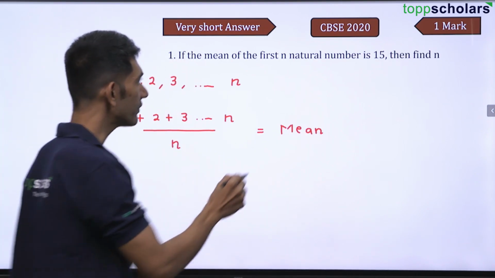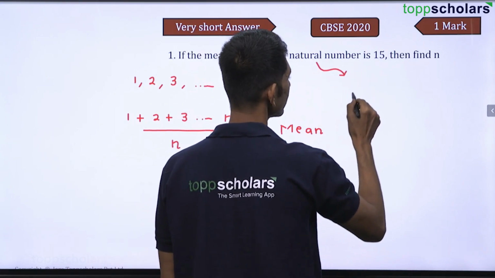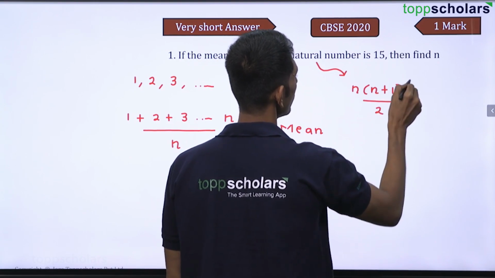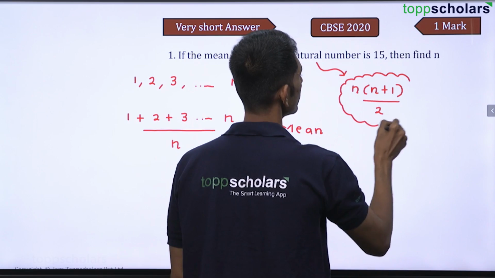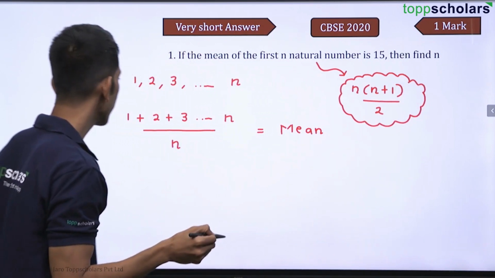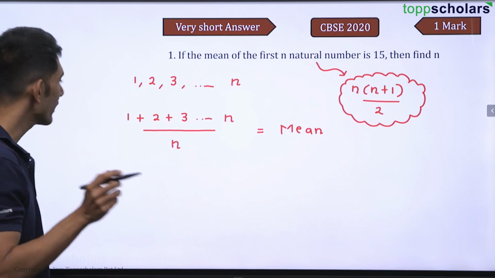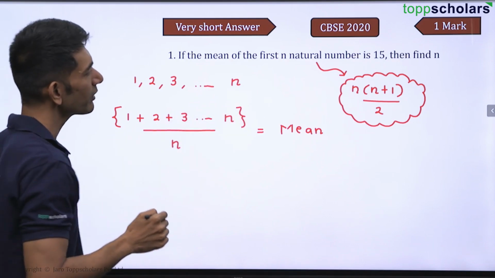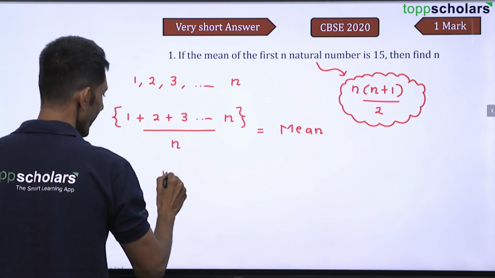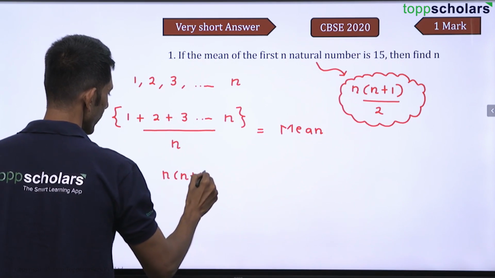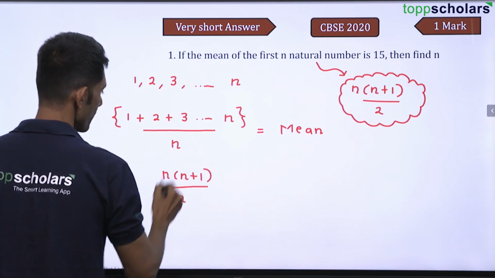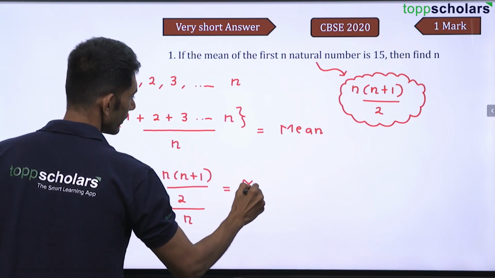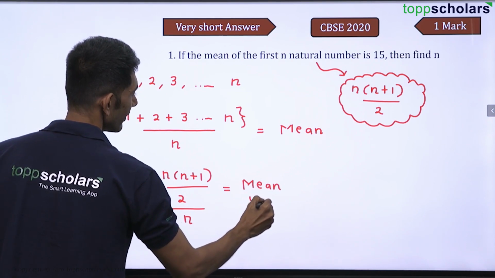But what is the sum of first n natural numbers? We know the formula that the sum of first n natural numbers is n into n plus 1, the whole divided by 2. If you don't know this, please make a note of this. So can I say this part is n into n plus 1, the whole divided by 2? So you get n into n plus 1, the whole divided by 2, divided by n, is equal to the mean. But obviously mean is given, so I'll put 15 here.